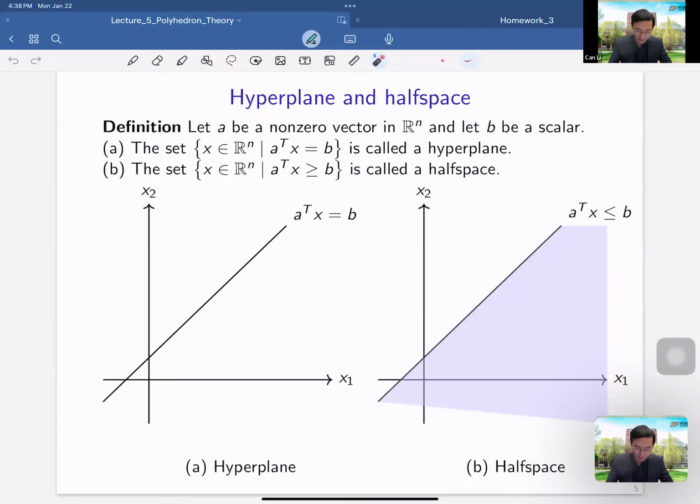And if we replace the equality with an inequality, A transpose X greater than or equal to B, it is describing a half space. Instead of this line here, you can think about the half space as all the regions below the plane if we have A transpose X less than or equal to B here. Okay.